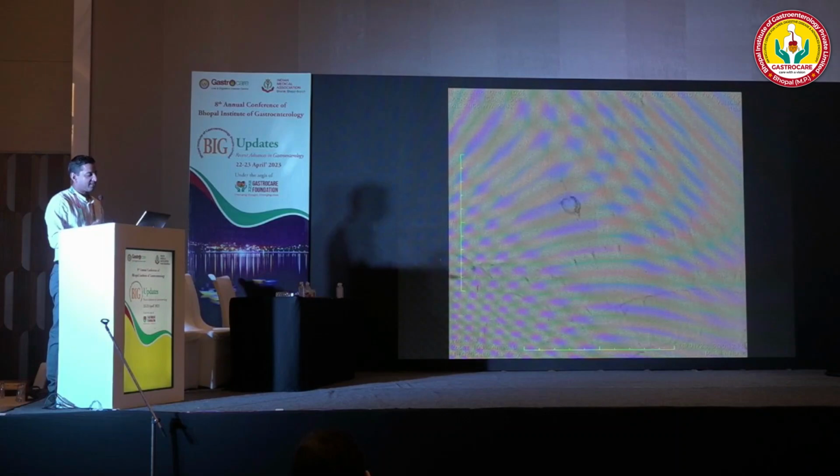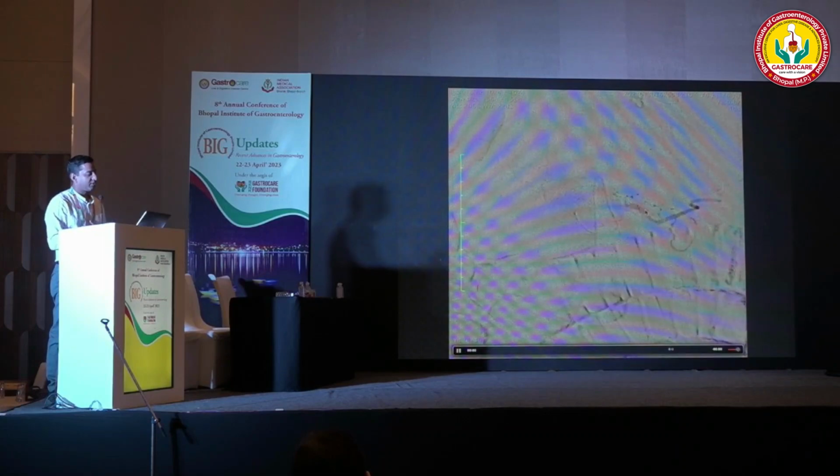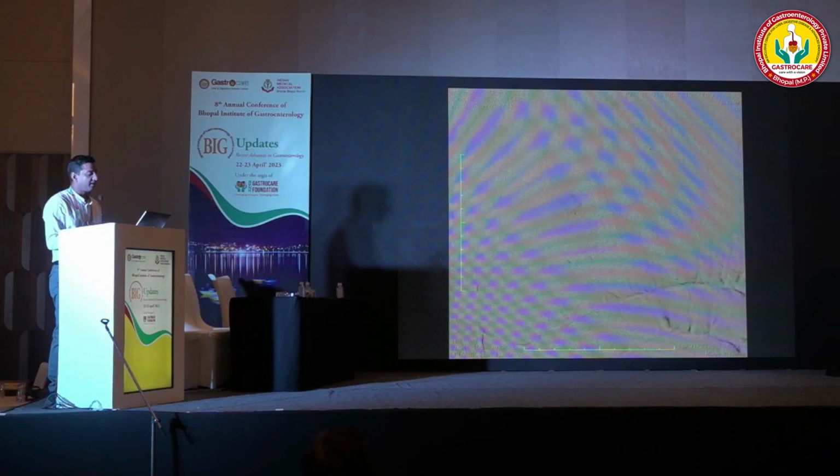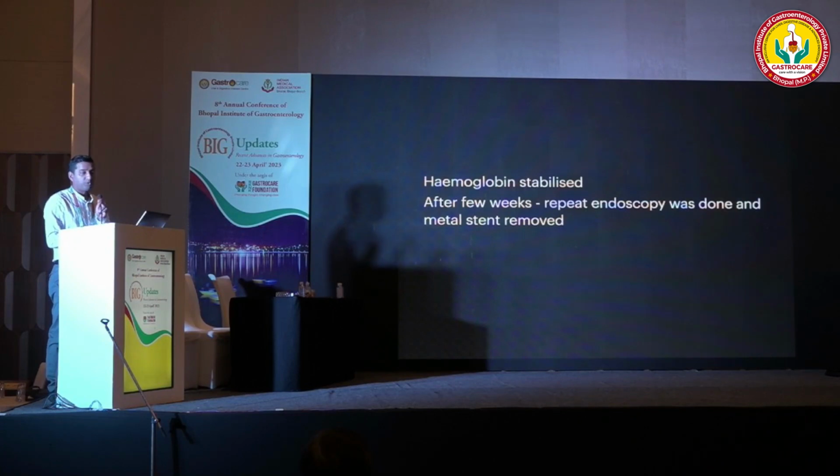Then in the next step, we cannulated the inferior pancreatic artery. We can see this is the inferior pancreatic artery. It is dilated and tortuous, and we can see multiple tiny collaterals being given to the cyst cavity, and one of the collaterals is being supplied to the bleeder site as well. Subsequently, we embolized this artery, and this is post-embolization. We can see there is complete stasis of blood in the artery. Post-embolization, hemoglobin stabilized. After a few weeks, repeat endoscopy was done, and the metal stent was removed, and the patient is doing quite well.